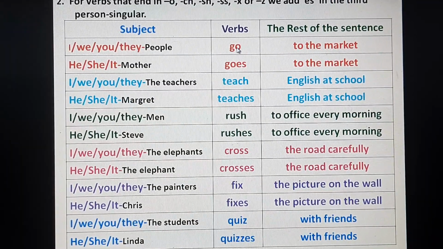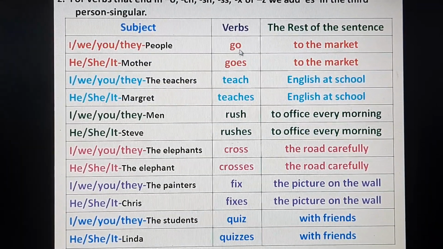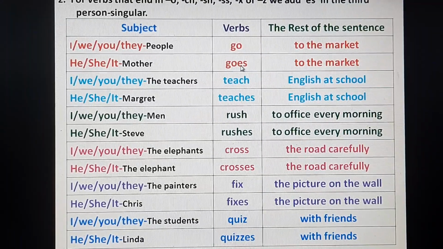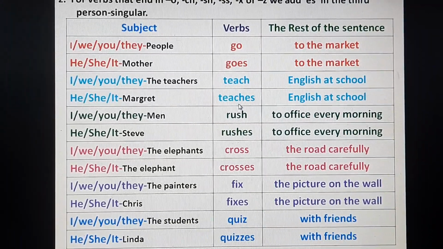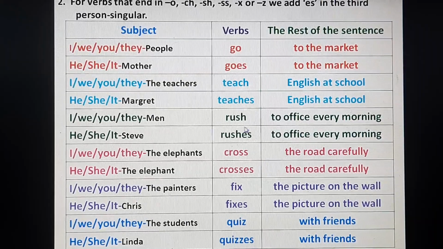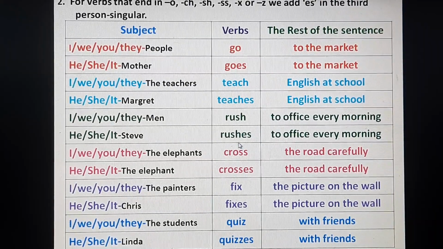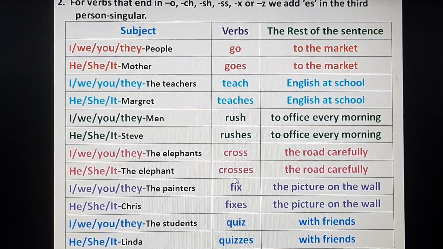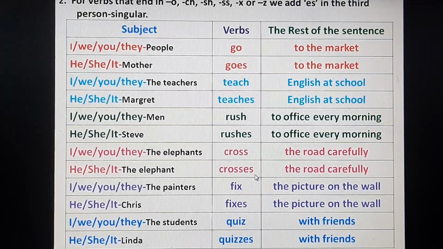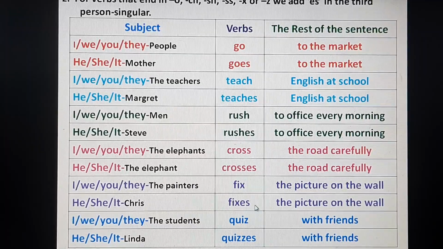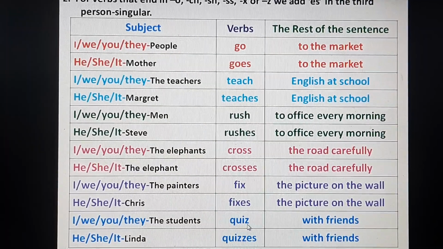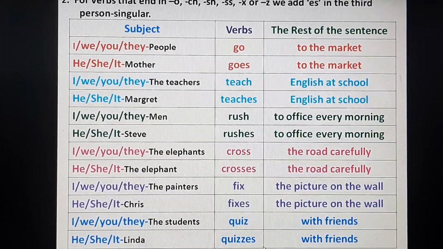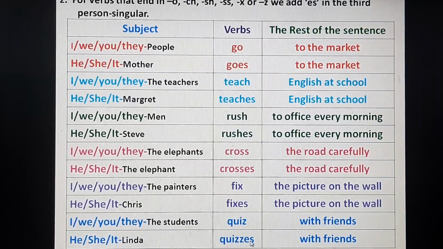Now let us see the verbs alone. Go ends with O. In the third person singular, it is goes. Teach ends with CH. In the third person singular, it is teaches. Rush ends with SH. It is rushes in the third person singular. Cross ends with SS. It is crosses in the third person singular. Fix ends with X, add ES in the third person singular. Quiz ends with Z. It is ES. Quizzes in the third person singular.